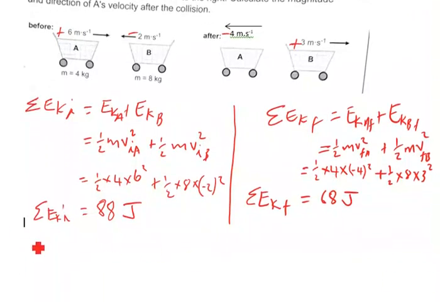Now if you look here, we have 88, then the system loses energy, the energy decreases to what? To 68. Therefore, the collision is inelastic. Since the sum of EK initial is not equal to the sum of EK final, therefore the collision is inelastic.